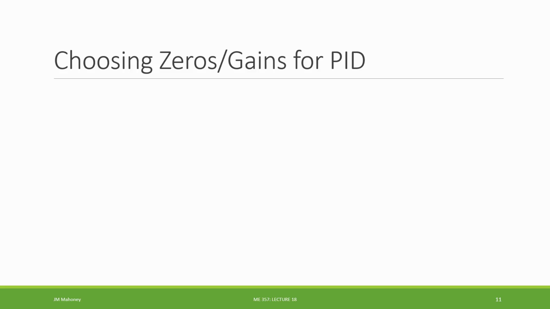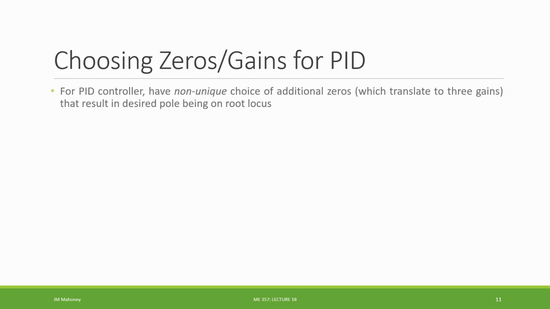Now that we know that a PID controller will drive the steady state error to 0, we can proceed with our design. So for the PID controller, we're going to need to choose its zeros and the gain, which are going to translate into 3 gains when we actually do the implementation. So a nice thing about the PID controller is that we're going to have a non-unique choice of the additional zeros that are going to go into our closed loop system.